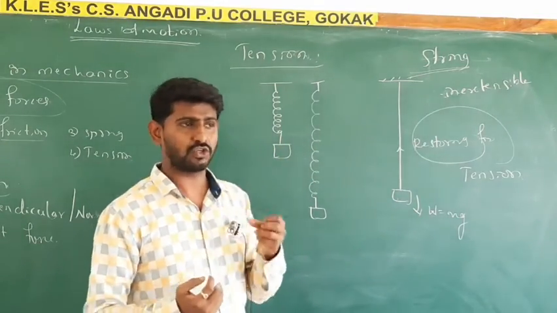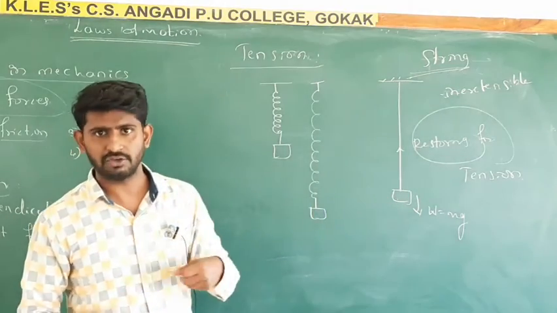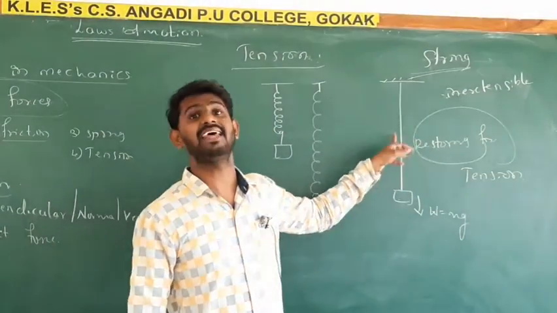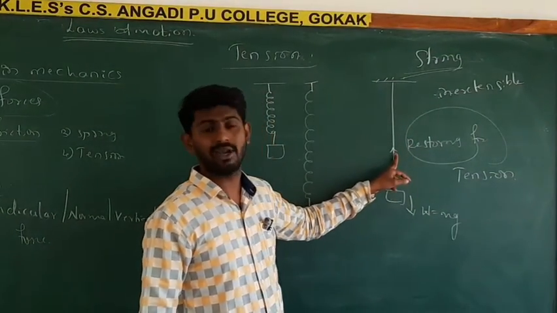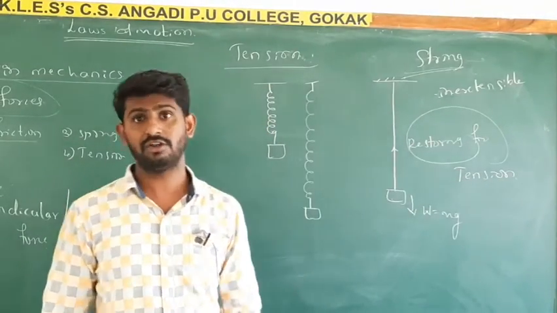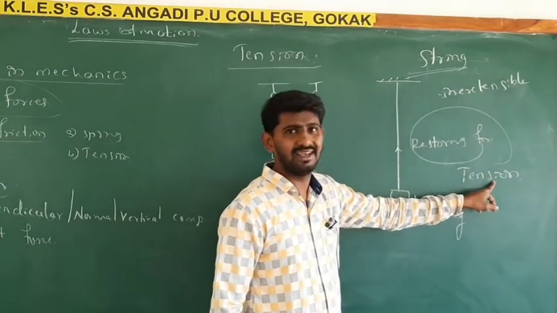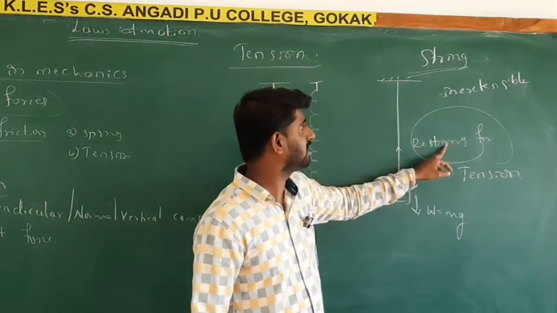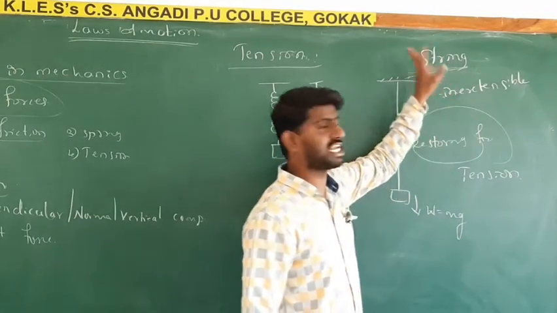If that restoring force brings back the body to the original position, you call it a spring force. If the body is inextensible, inelastic, and you apply some amount of force, there will be an equivalent opposite force, and that force is called tension. Then how to define tension? Tension is a type of restoring force developed in an inextensible string.